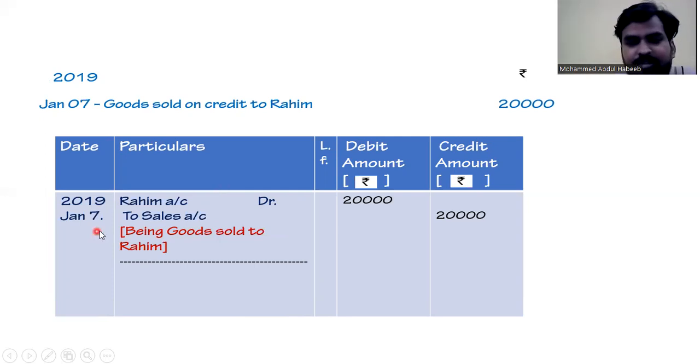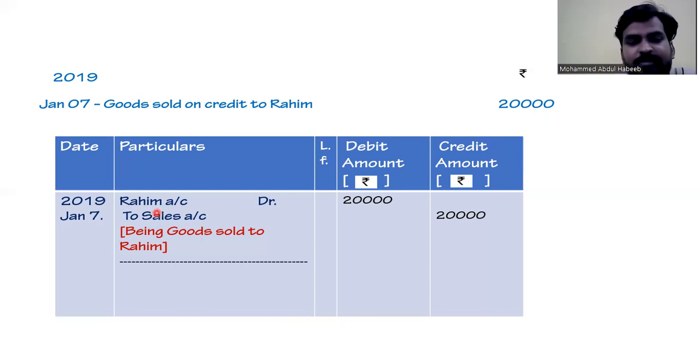Sales, it is an income to the business. So sales will be credited. So goods are being sold to Mr. Rahim and the goods are being sold on credit. It means that the business is selling the goods, but the business is not receiving the amount immediately. It will receive the amount at some time in future. So in such a case, the business will be writing the name of the person to whom the goods were sold.